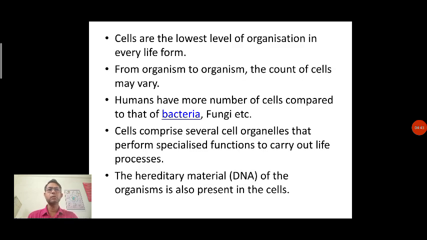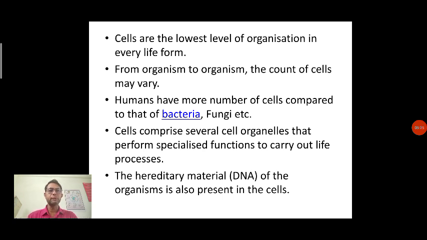Cells are the lowest level of organization in every life, and that's why they are known as the structural unit of life. From organism to organism, the count of cells may vary. It may be a single cell, or it may be more than a single cell, which we call a multicellular organism. Humans have more cells as compared to bacteria and fungi. So simply, the simplicity of an organism is measured by the number of cells. The complexity of the cell leads to a complex organism.